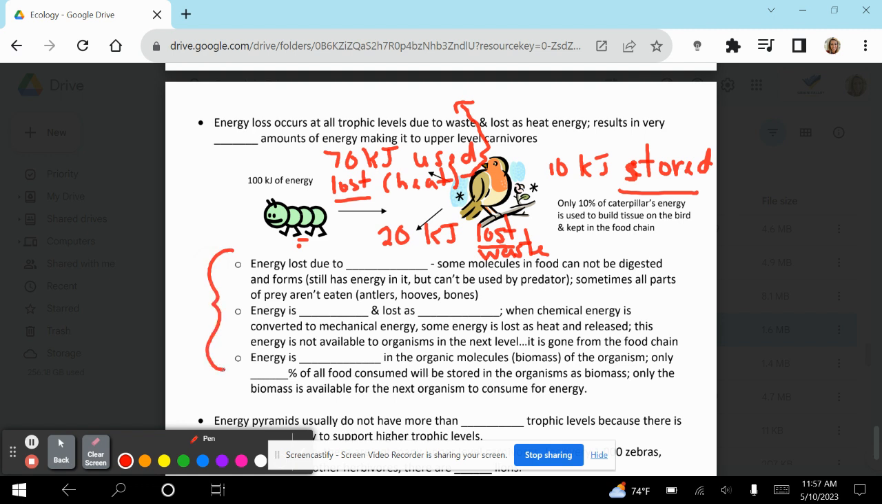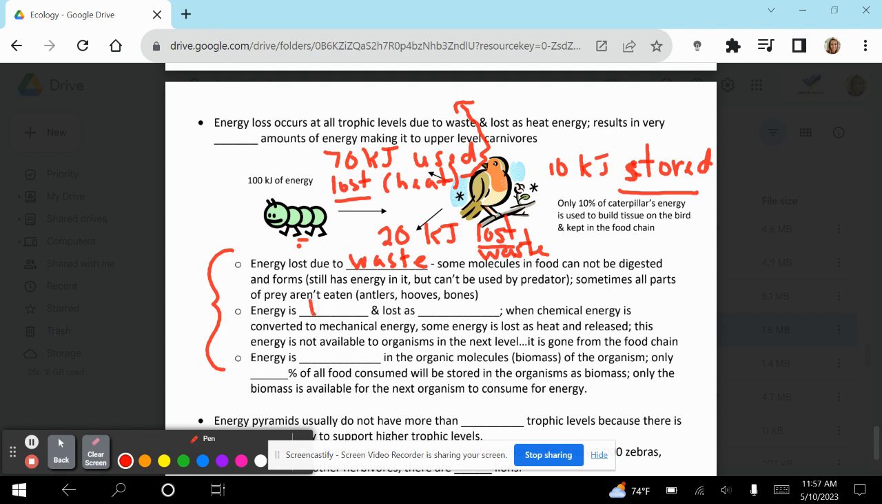So that's what we're saying right here in this part. Energy can be lost due to waste because we do not digest and consume every part of most organisms. Even if you're eating steak, you usually cut off some parts of it. There are some parts that are really hard for you to ingest, where it's difficult to chew. There are parts of animals that we don't eat, like antlers and hooves and bones. There's energy in them, but those are going to be discarded. So technically, that is waste.